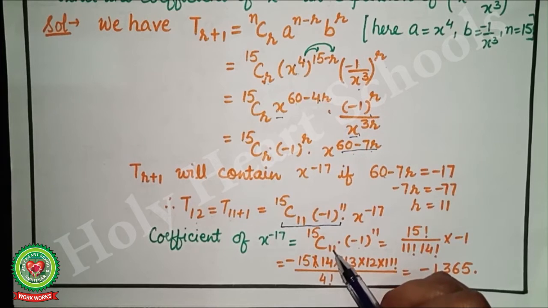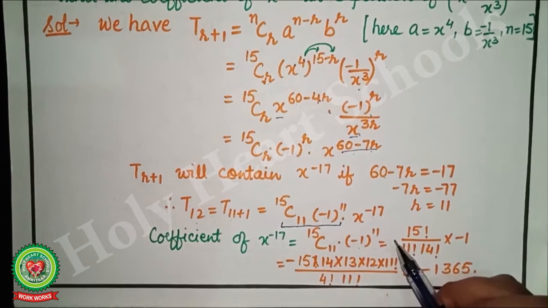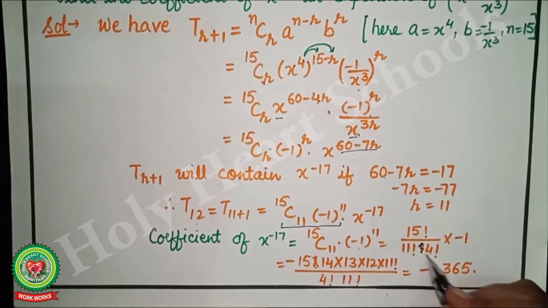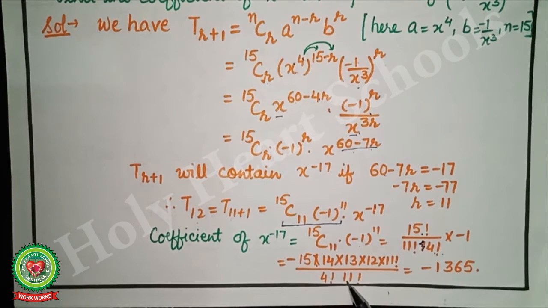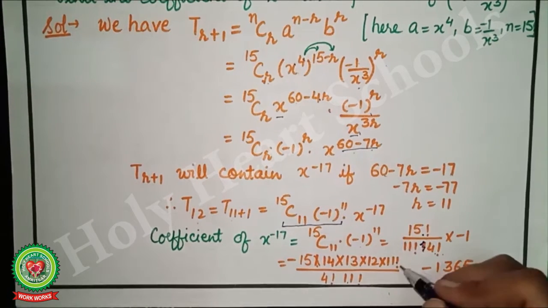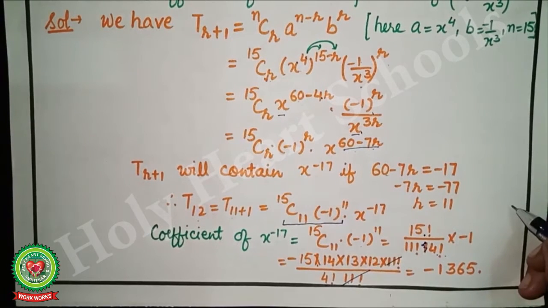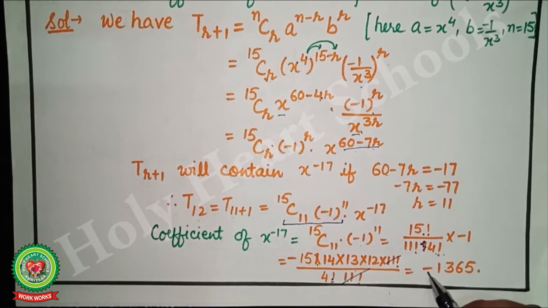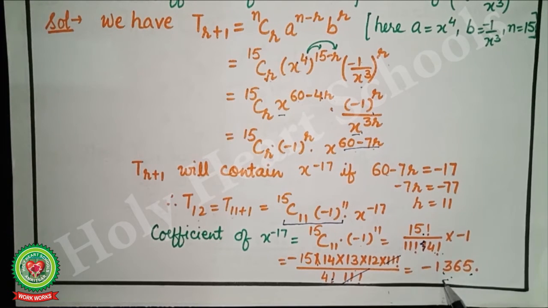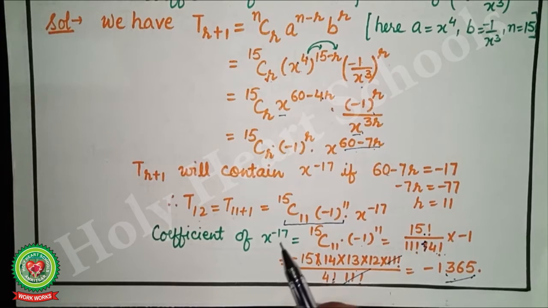Now when you solve 15C11, it is 15 factorial upon 11 factorial and 4 factorial, into -1. So here when you solve it, 15 factorial will become like this till 11 factorial, then 11 factorial and 4 factorial. Here 11 factorial cancels with 11 factorial, and when you solve with the 4 factorial, you are left with only -1365. So this is the coefficient of x^(-70).